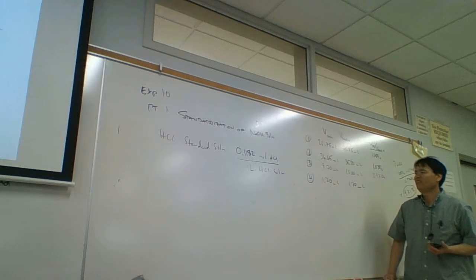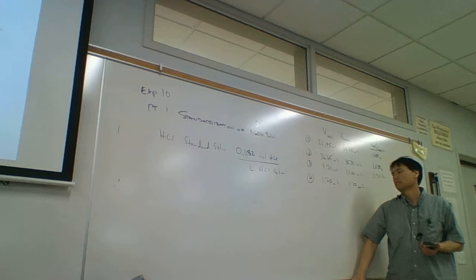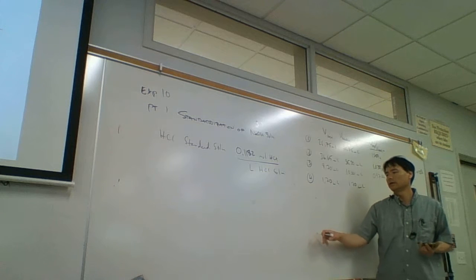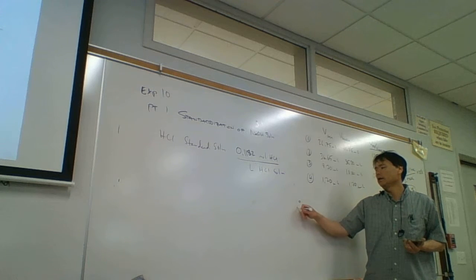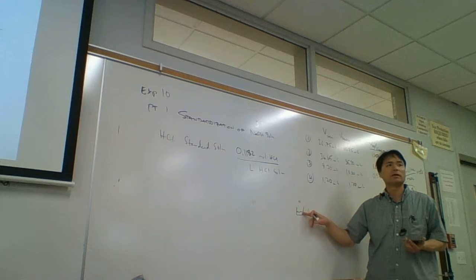Again, a milliliter is about 20 drops. A 1 drop error in 1 milliliter is about 0.5% error.